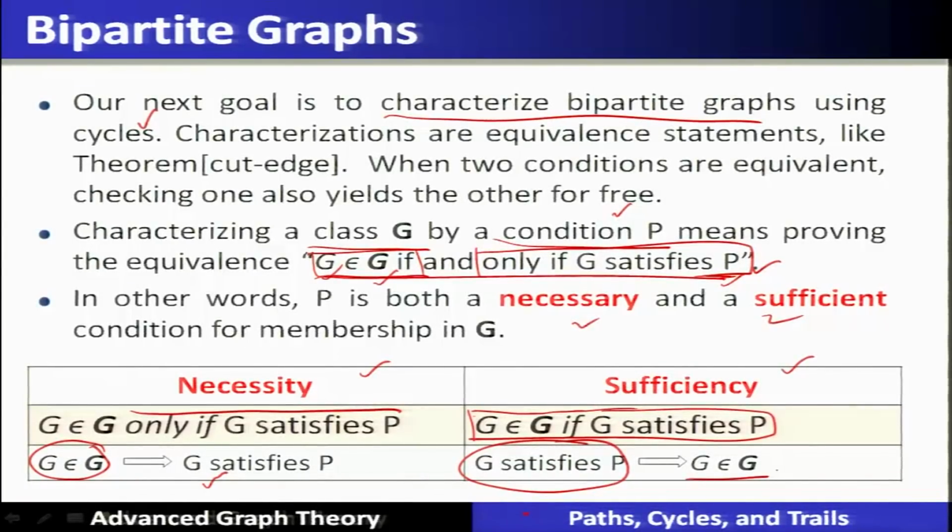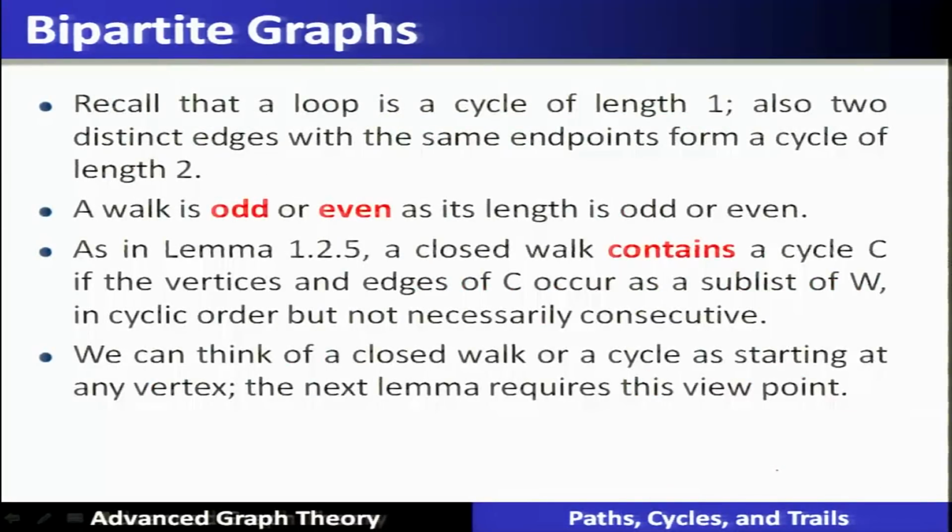Both the conditions we have seen so far in the previous theorem, and in the next theorem also we will see that. So, let us recall that a loop is a cycle of length 1, and also two distinct edges, edge 1 and edge 2, with the same endpoints will form a cycle of length 2. This is C2 and this is C1.